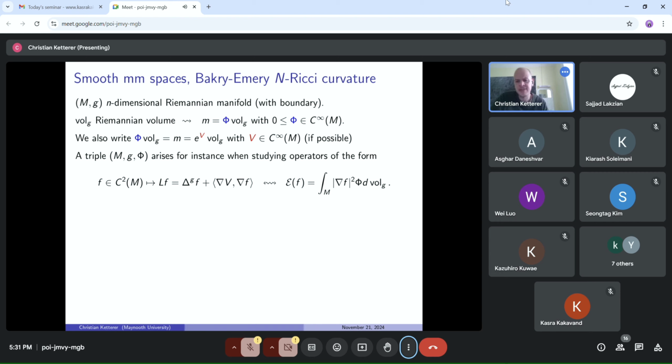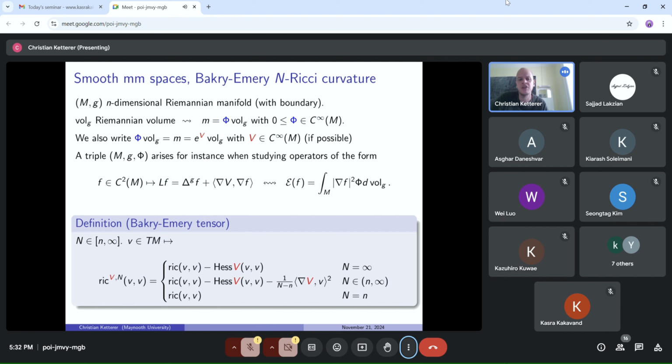So this was studied already before in the 80s, especially by Bakry and Emery. And they observed, okay, if we are interested in properties of this operator, it's convenient to introduce a new tensor. And this is the so-called Bakry-Emery tensor that is defined in this way. It's a combination of the Ricci tensor together with a new term that comes from the density function, and it also involves a parameter N that plays the role of a dimension of this metric measure space.